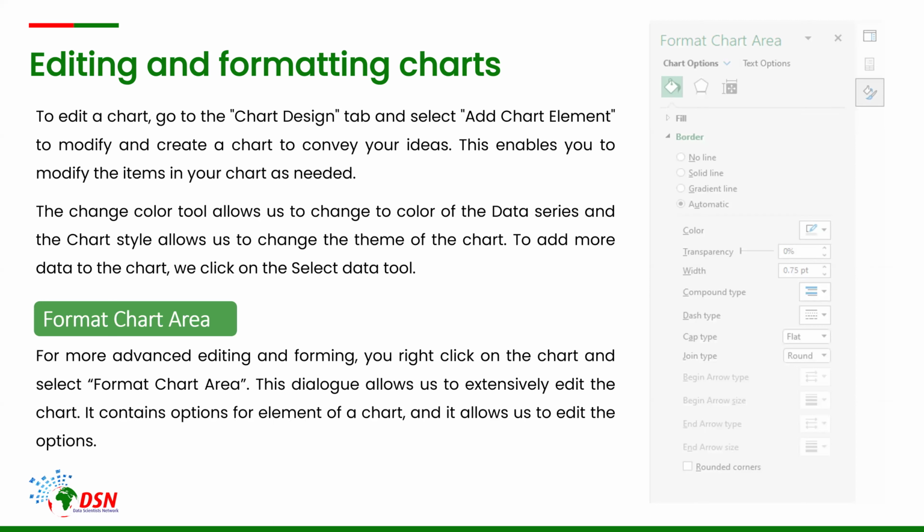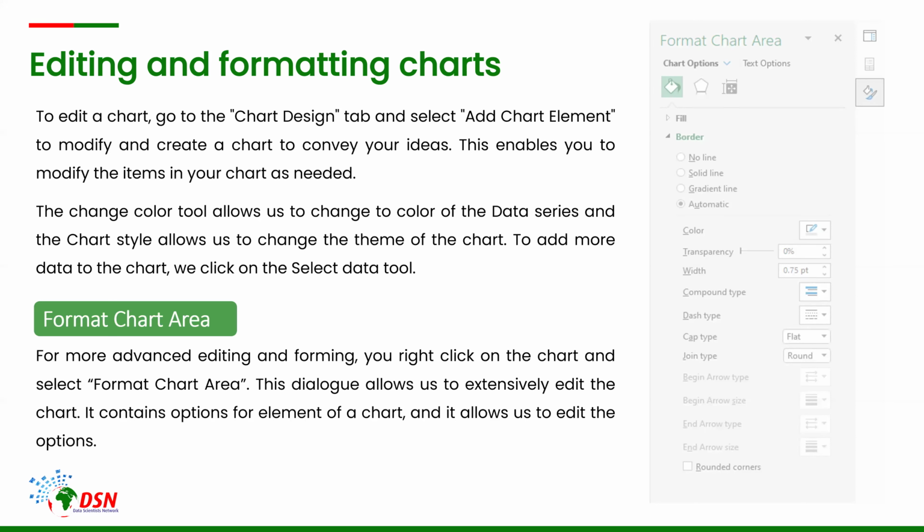Okay, now for more advanced editing and formatting, you can right click on your charts. If you create any chart, you can right click on it, select format chart area, and it will bring out this panel. If you are very observant, you'll have noticed this panel in the first chart we created. It automatically opened it for us. And that is where I was able to insert the name of my data label.